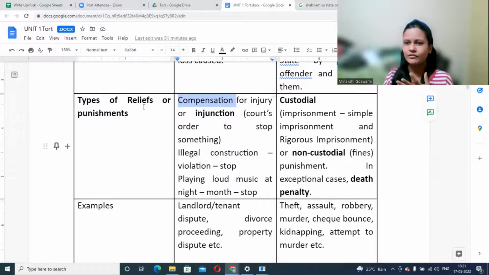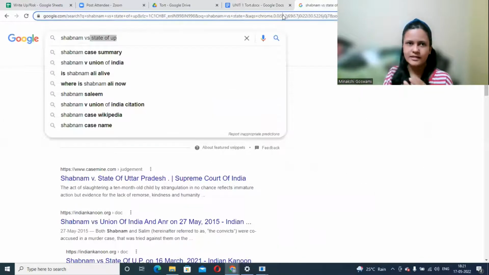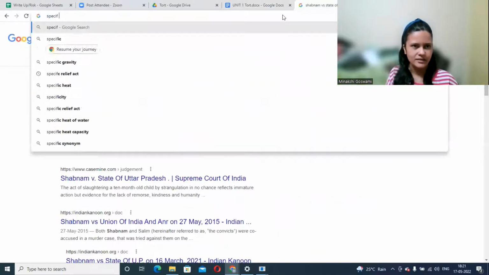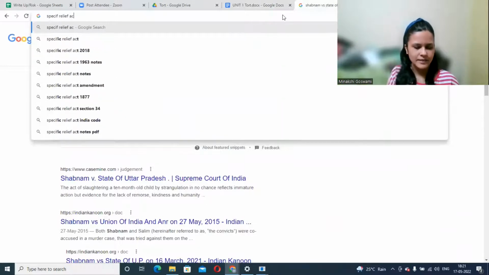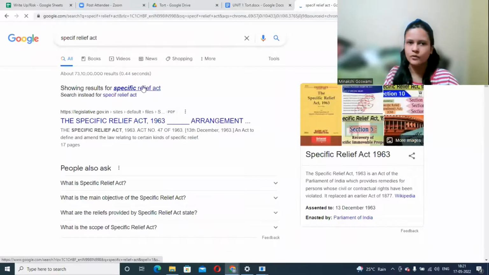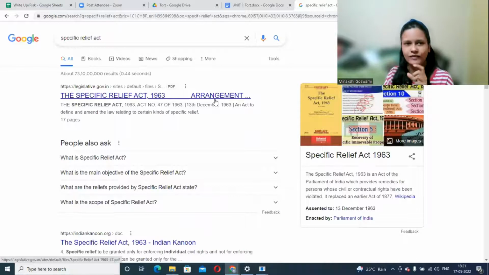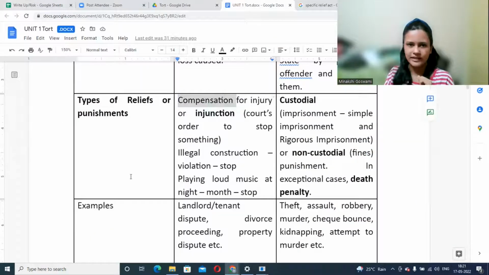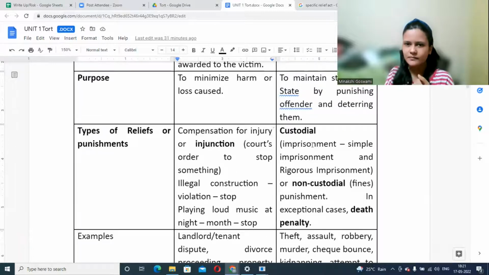So like that, there are different types of reliefs. We, in fact, have one specific legislation talking about different types of reliefs. It is called the Specific Relief Act. As in, you are not simply going to the court, you are asking for a specific type of relief. There are different types of relief mentioned there. You can check it in your free time also. It is an interesting legislation.